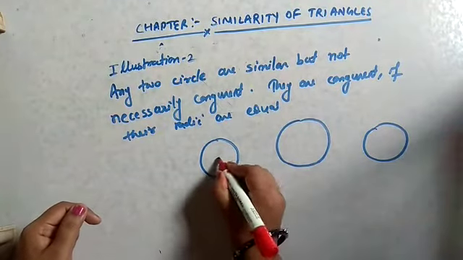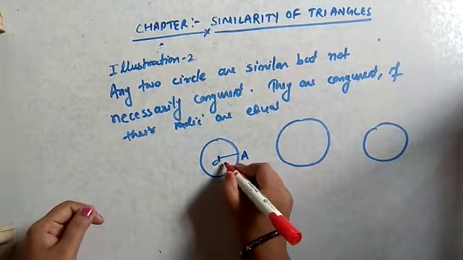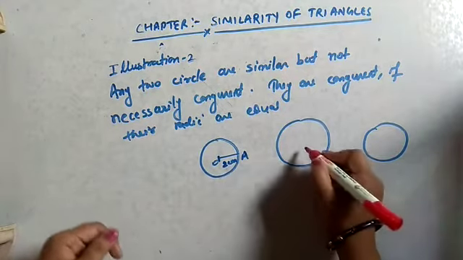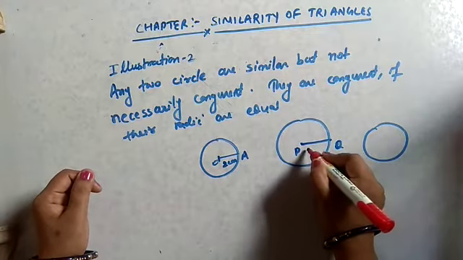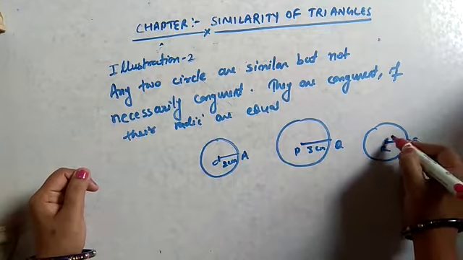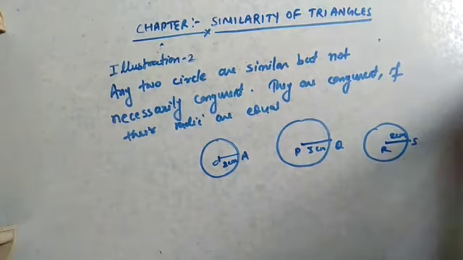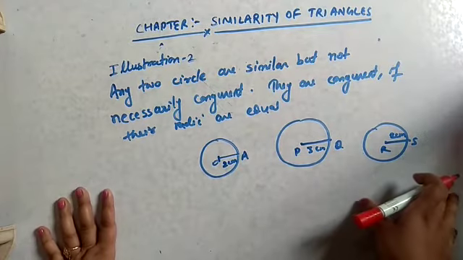suppose I am having these two circles with center O, radius OA, and radius is given 2 centimeter. Here it is PQ, radius is given 3 centimeter, and here it is RS, radius is given 2 centimeter. So they all are looking like each other, so they all are similar to each other.